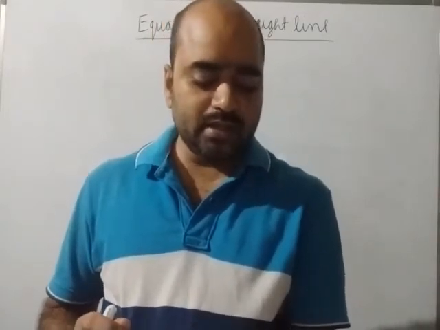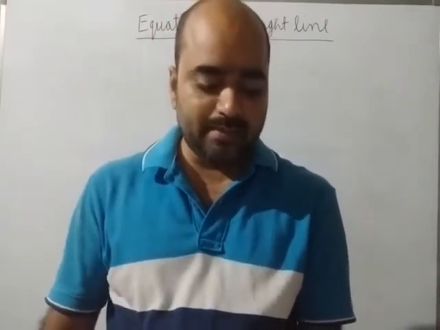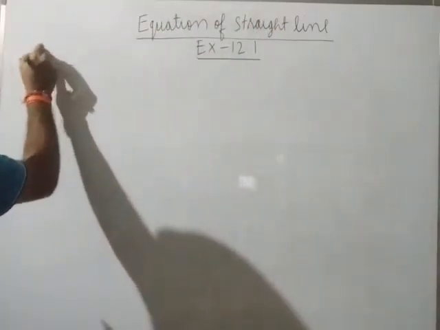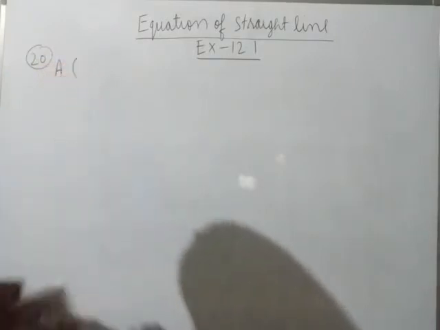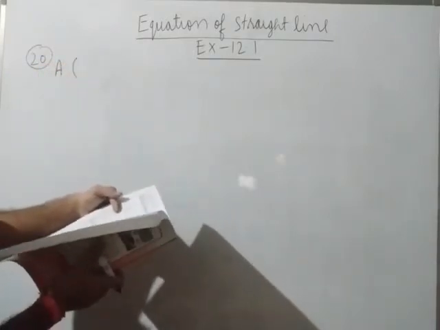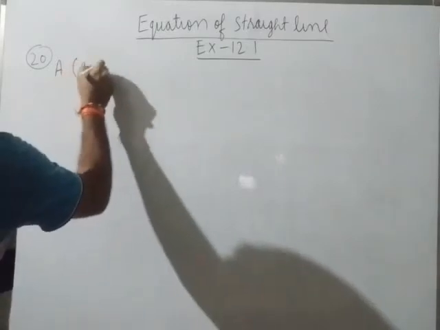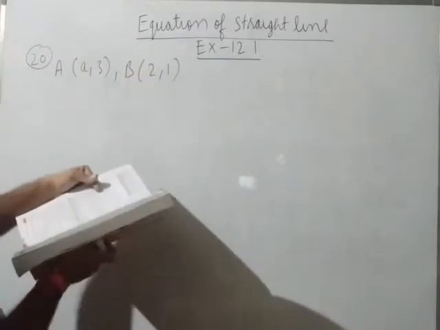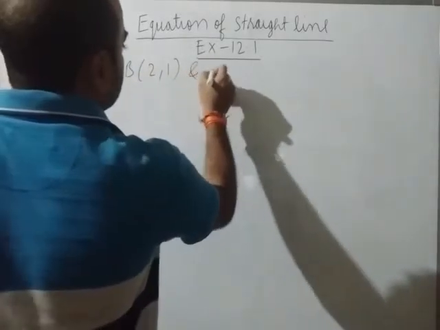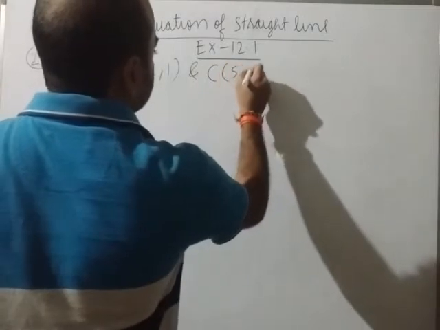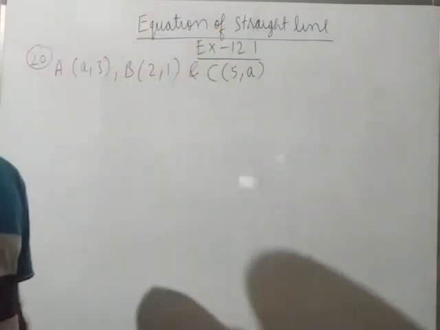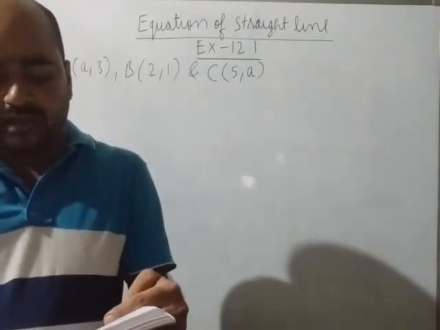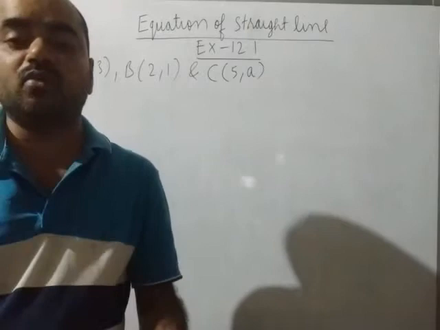See, question number 20: 3 points are given, A, B and C. What are the points? A is given as (a, 3), B is given as (2, 1) and C is given as (5, a). Correct? A, B and C. Find the value of a for which the following points are collinear.